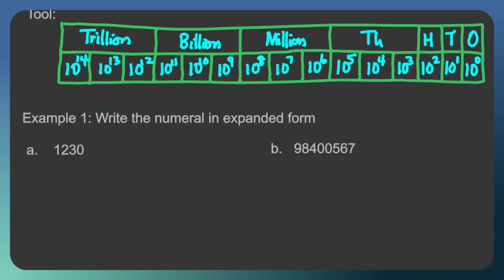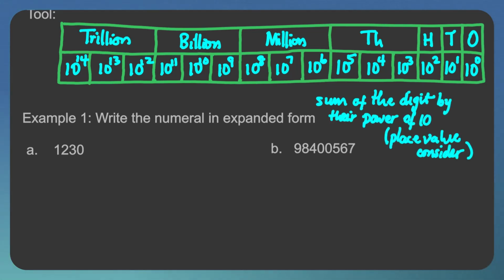Now we'll give the following example, which says that you should write the numeral in expanded form, where this numeral, shown for A, is 1230. In this case, what we need to realize first is to make sure that we have our sum of the digits multiplied by the power of 10, or you can say considering the place value.